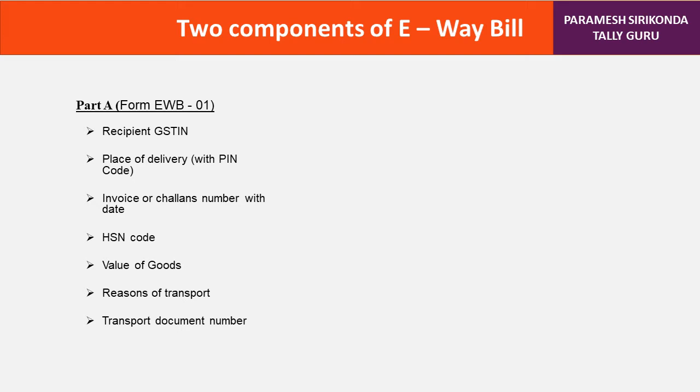And the next one, invoice. As you know, every bill contains a number. We have to give that invoice number and the HSN code. Every good has a unique HSN code, so we have to give the HSN code also, and the value of goods along with the quantity, price and everything, and the reason for transport, why we are transporting goods from one location to another location.